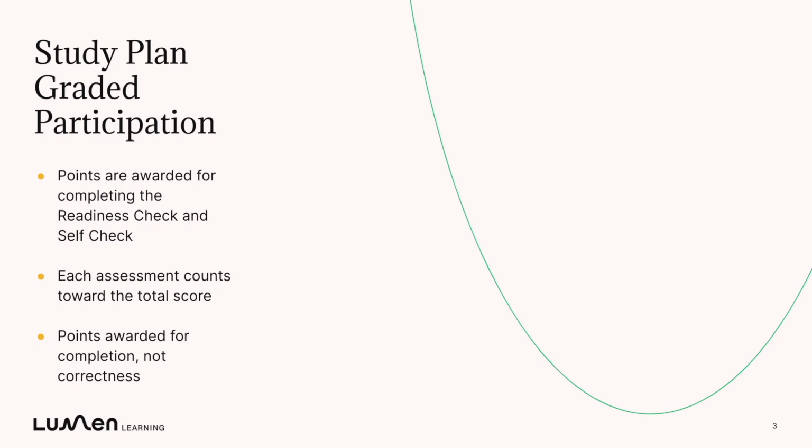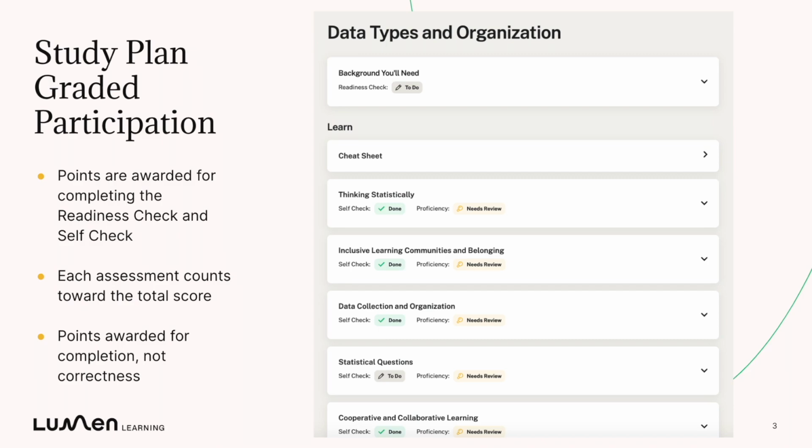The study plan, as I mentioned, is about graded participation. This is an example study plan about data types and organization. Points are awarded within the study plan for completing the readiness check and the self-check. These assessments are not graded based on whether or not students got them right, but whether or not they completed them. Students will know if they completed them by looking inside the study plan.